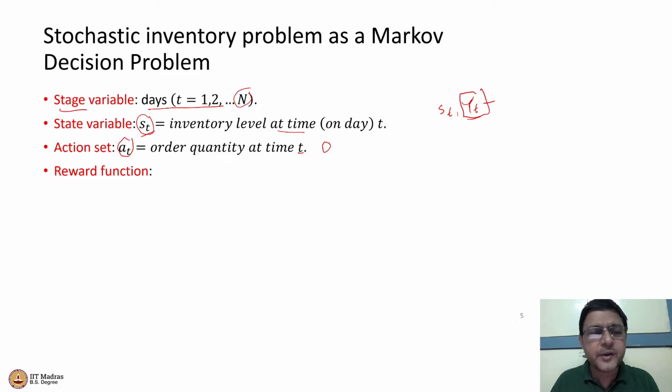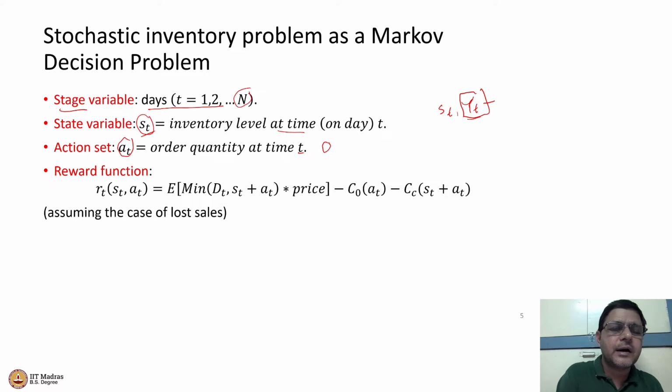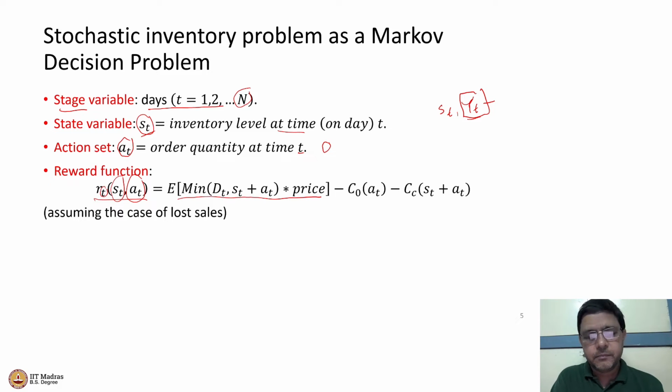Reward function is generally denoted by r, right? R is a function of s_t and a_t. At time period t, we had a state variable value of s_t. We took an action of a_t. Therefore, what is my immediate reward? My immediate reward is whatever money that I get by selling the inventory, right? Obviously I'm buying it from my supplier so that I can sell it to my customers, right?